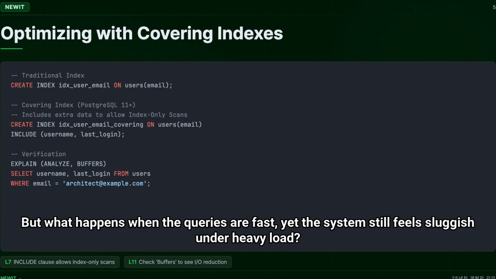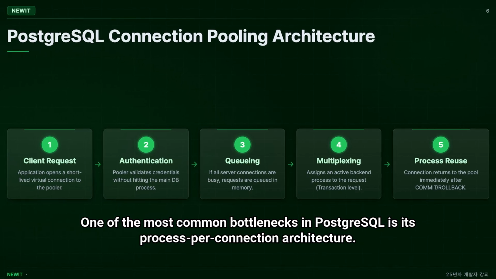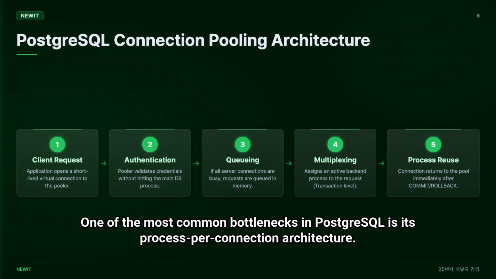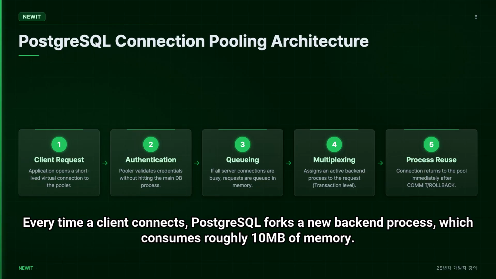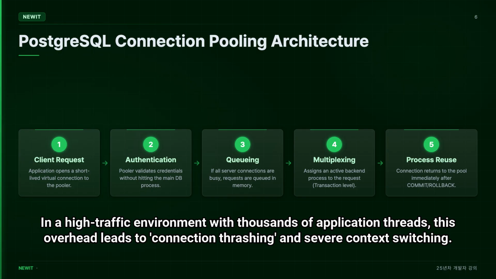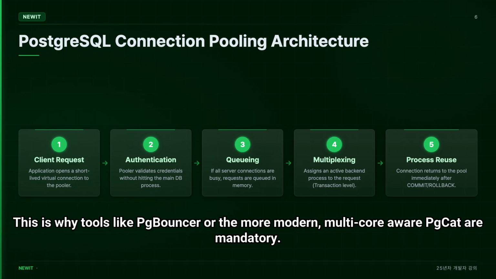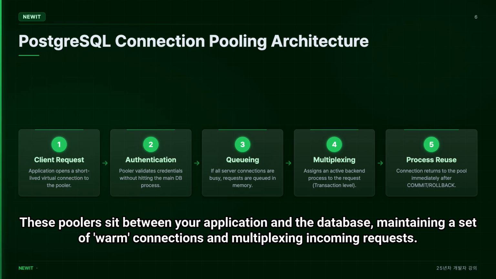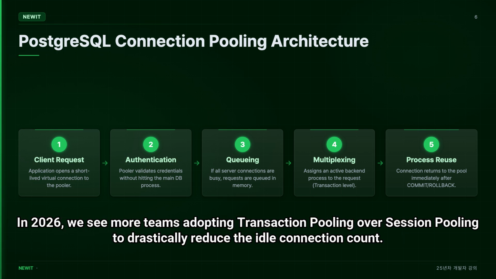But what happens when the queries are fast, yet the system still feels sluggish under heavy load? One of the most common bottlenecks in PostgreSQL is its process per connection architecture. Every time a client connects, PostgreSQL forks a new backend process, which consumes roughly 10 MB of memory. In a high-traffic environment with thousands of application threads, this overhead leads to connection thrashing and severe context switching. This is why tools like PgBouncer or the more modern, multi-core-aware PgCat are mandatory. These poolers sit between your application and the database, maintaining warm connections and multiplexing incoming requests. In 2026, we see more teams adopting transaction pooling over session pooling to drastically reduce the idle connection count.